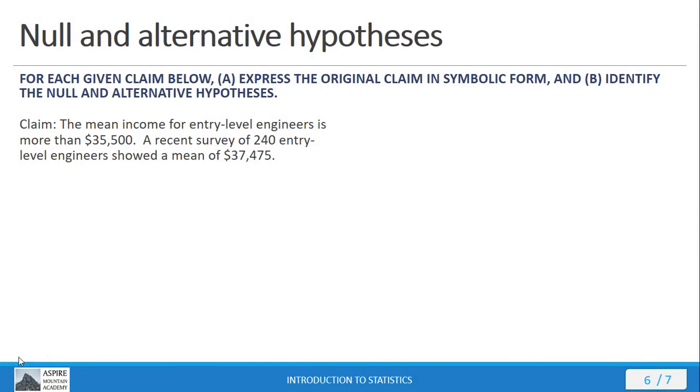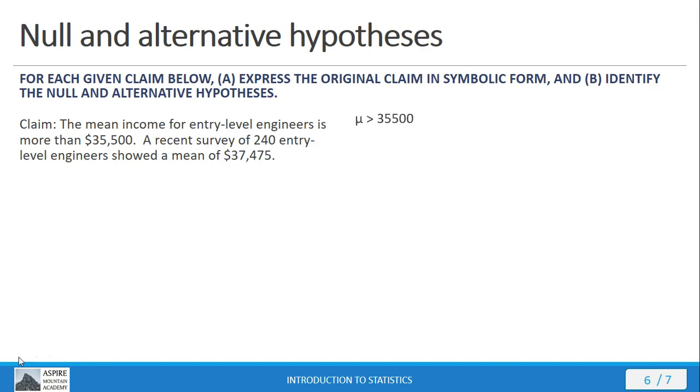Let's take a look at some examples to further understand how to construct the null and alternative hypothesis. So for each of the claims that we're going to list here, we want to express the original claim in symbolic form and then use that to help us identify the null and alternative hypotheses. So first up, we have a claim that the mean income for entry-level engineers is more than $35,500. A recent survey of 240 entry-level engineers shows a mean of $37,475. So first, let's take the original claim and put it in symbolic form.